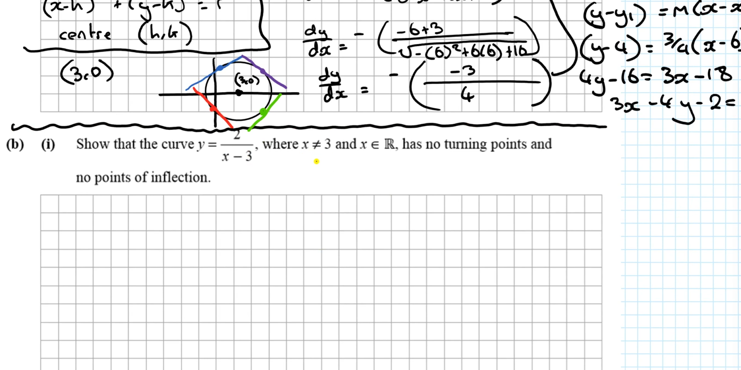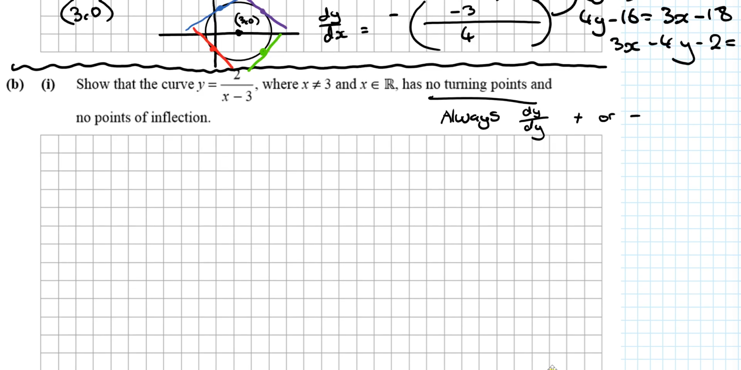To show it has no turning point. Well, if it has no turning point, it's always increasing or always decreasing. So dy/dx is always positive or negative. So let's go and find dy/dx.